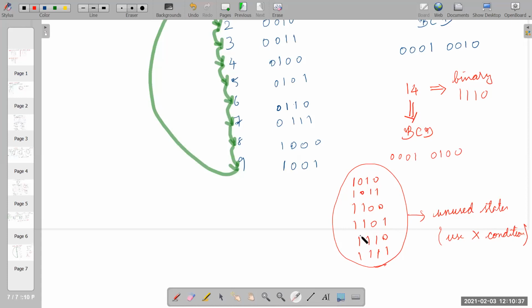What will be the K-map? For a 4-variable K-map, how many boxes are required? 16 boxes. But in our table we have only 10, 0 to 9 only. The remaining 6 are unused states. For these, you just mark X, the don't care condition, then go for K-map simplification. Find out the expressions for DA, DB, DC, and DD.